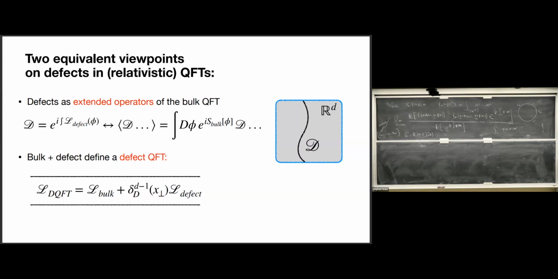Perhaps a more practical approach is the following. You can think of your bulk theory and your defect theory together as defining some new theory that we call the defect quantum field theory. So here you work with a new Hilbert space. In this approach, it is convenient to work with a Lagrangian density that consists of the bulk Lagrangian density plus a Lagrangian density that is localized on a one-dimensional region in space, one-dimensional because I'm focusing on line defects. This defines a new Lagrangian density that we call the defect quantum field theory Lagrangian density.